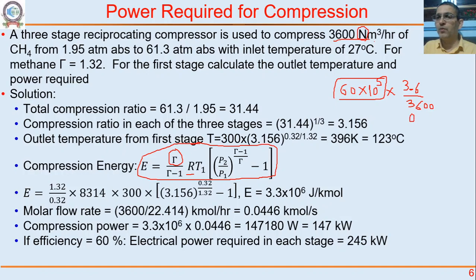This is 0.001 meter cube per second. So if it was a pump, 60 atmosphere or 60 bar change of pressure multiplied by 1 kg per second or 3600 kg per hour flow rate would require only a power of 6000 watts or 6 kW. This multiplied by this, 60 into 10 raised to 2, 6000. So 6 kW.